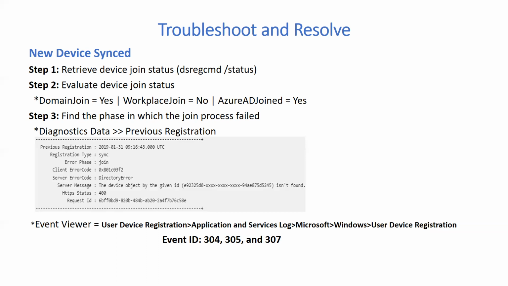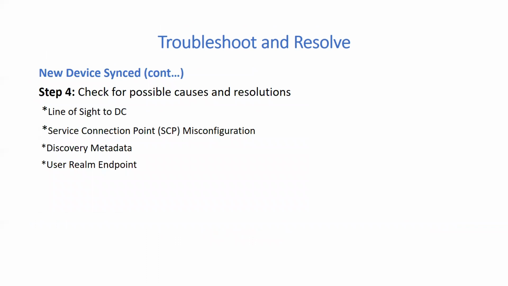Now, there are other possible causes we want to look at, and their resolutions. One is line of sight to the DC. In order for your hybrid device to complete the registration process, the device must be on an organization's internal network or on a virtual network with network line of sight to an on-premises AD domain controller. If not, this can also cause pending devices in Azure AD.